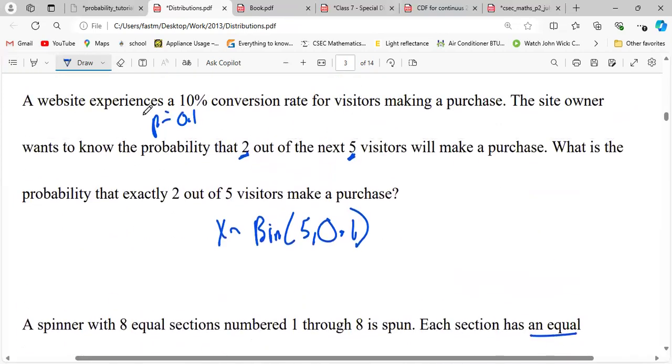So a website experiences a 10% conversion rate. The site owner wants to know the probability that 2 out of the next 5 will make a purchase. 2 out of 5. That is binomial, when you want something out of a fixed total. So you have a fixed total, and you have an amount of that fixed total.